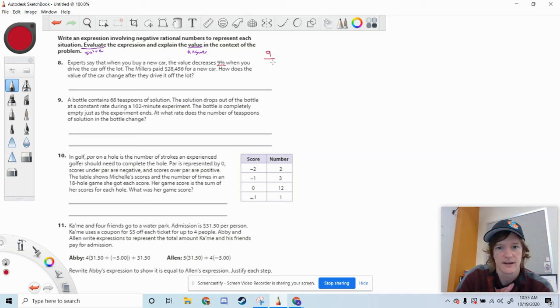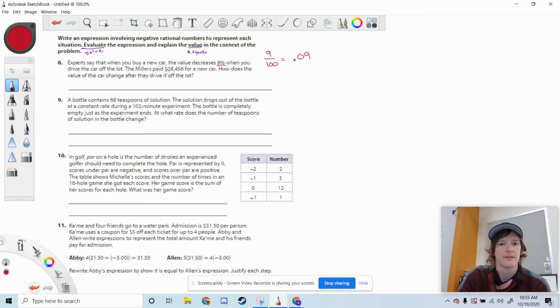9% means 9 out of 100. In other words, 0.09, 9 in the hundredths place, when you drive a car off the lot. The Millers paid $28,456 for a new car. How does the value of the car change after they drive it off the lot?